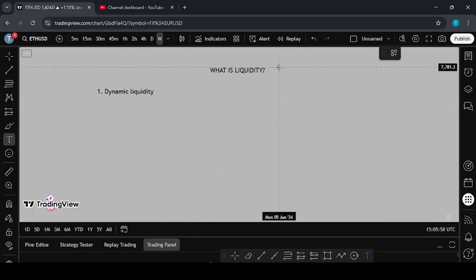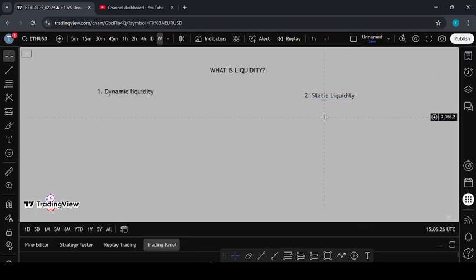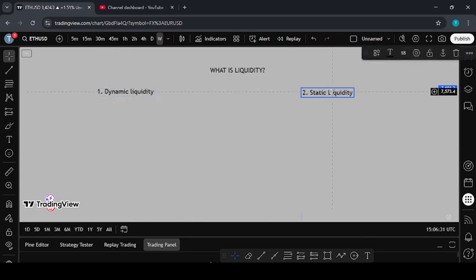We also have the second type of liquidity, which is known as static liquidity. That's the second type, static. Just like what the word static implies, you're able to explain it. So it's kind of simple. These are the two major forms of liquidity we have in the market: dynamic liquidity and static liquidity.